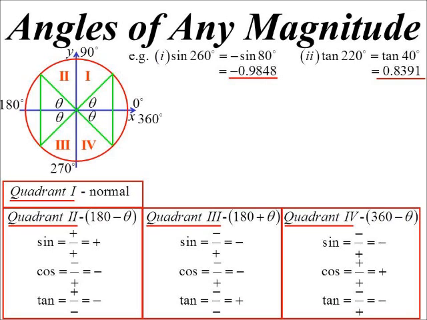Tan 220, same deal. I go, oh, 220. Oh, it's also in the third quadrant, isn't it? So it'll be positive, but it'll be the same as tan 40. Look up the tables. There it is.